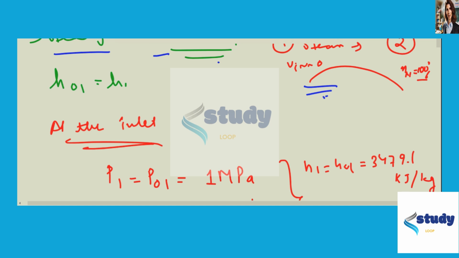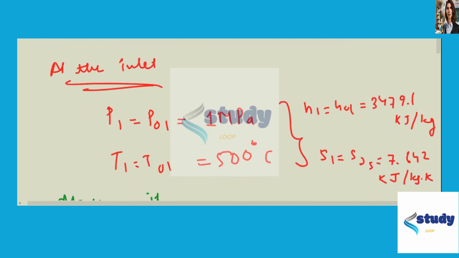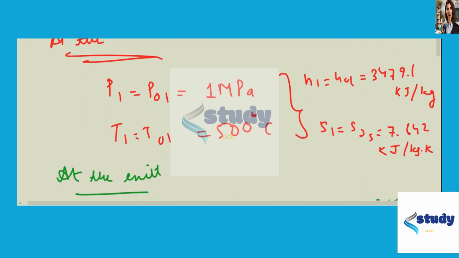So, at the inlet, you will see that the static pressure will be equal to the stagnation pressure, and that is equal to 1 MPa. And T1 equals T01, that is equal to 500 degrees Celsius. So H1 equals H01, the value is given. S1 is equal to S2S, which is equal to this.